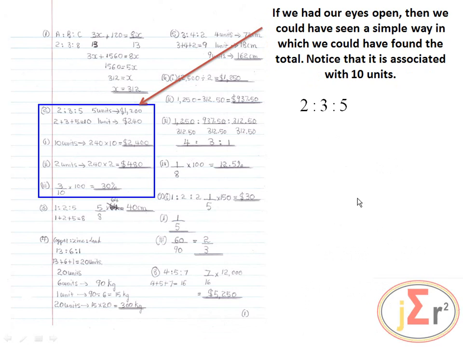If we had our eyes open, then we could have seen a simple way in which we could have found the total. Notice that it is associated with 10 units.